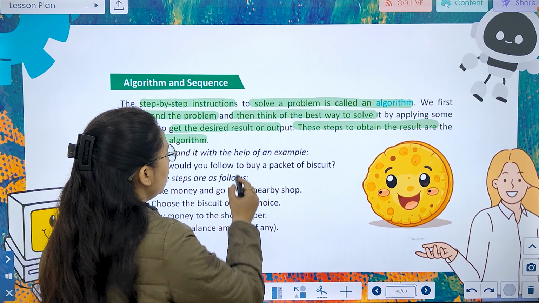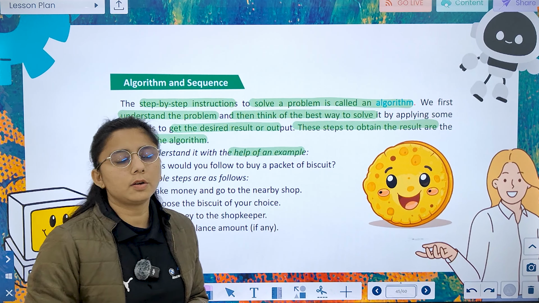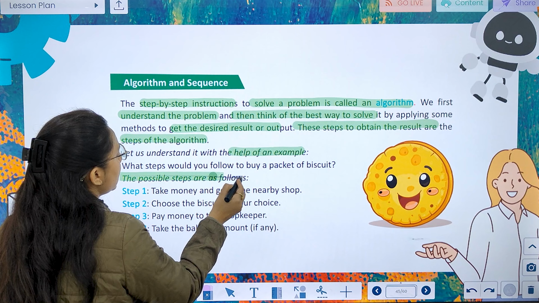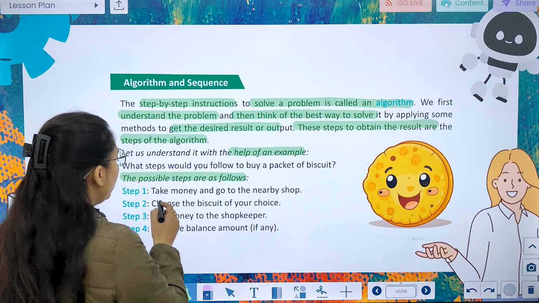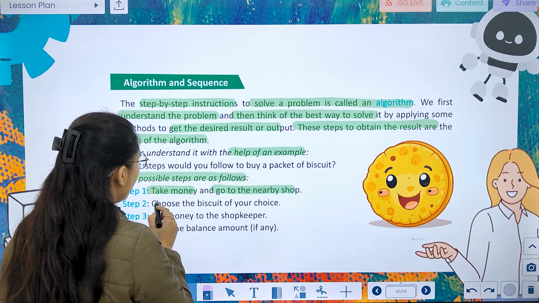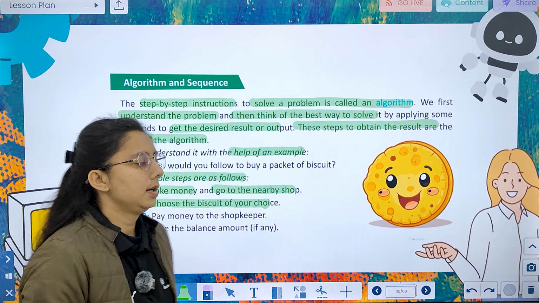Now, let us understand with the help of an example. Here the example is given of how to buy a packet of biscuits. So the possible steps are as follows. Take money and go to the nearby shop. Choose the biscuit of your choice.